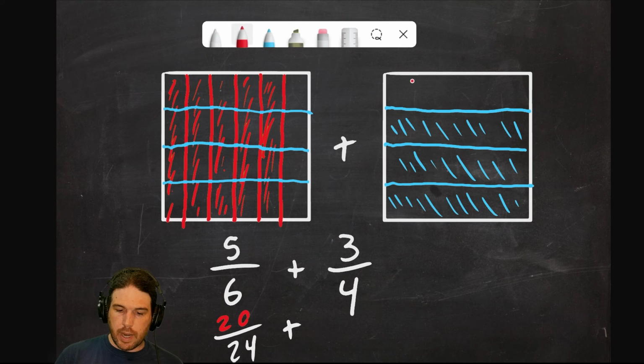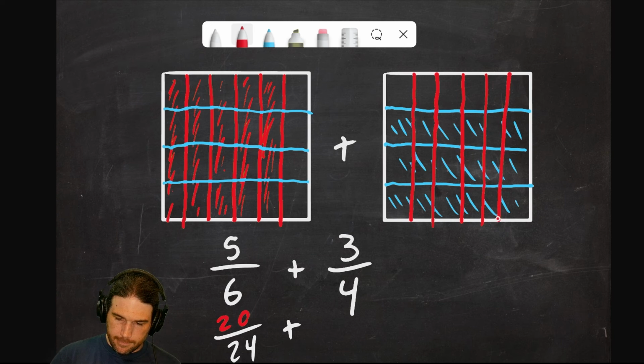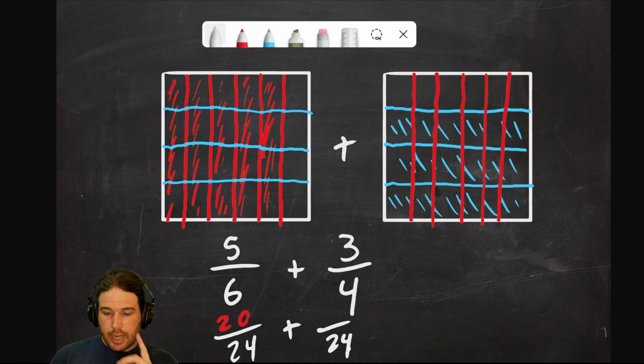Plus, this one I'm going to go ahead and cut into 6 pieces. So there's the middle. That's 3, 4, 5, 6. Again, I've got 24 pieces total. Count it yourself if you don't believe me. And we have 1, 2, 3, 4, 5, 6, 7, 8, 9, 10, 11, 12, 13, 14, 15, 16, 17, 18 out of 24.